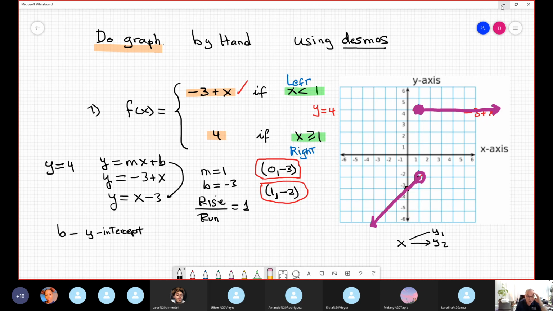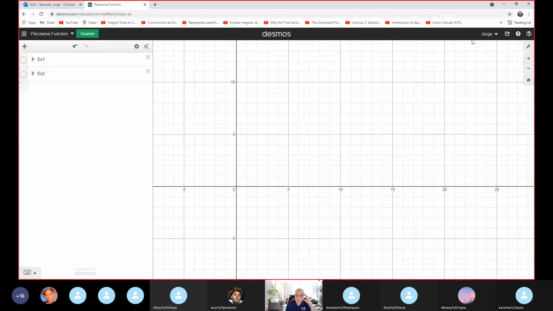Let me try. It's here, over there. Piecewise. Switching to Desmos. Let me know if you see or not Desmos. Do you see? Yes. Okay, look at that. I here created example 1. In example 1, I created 2 folders. When you expand the folder, you see the equation.